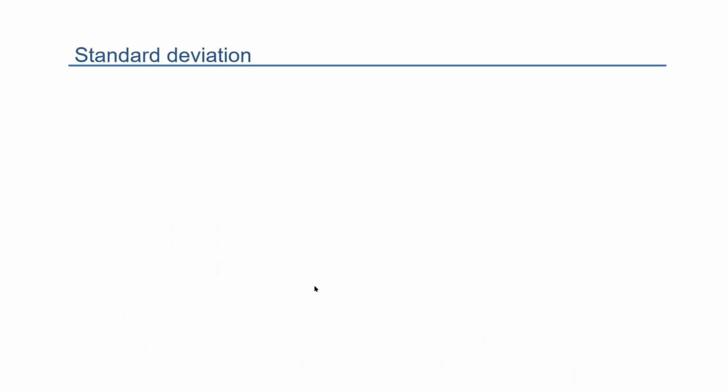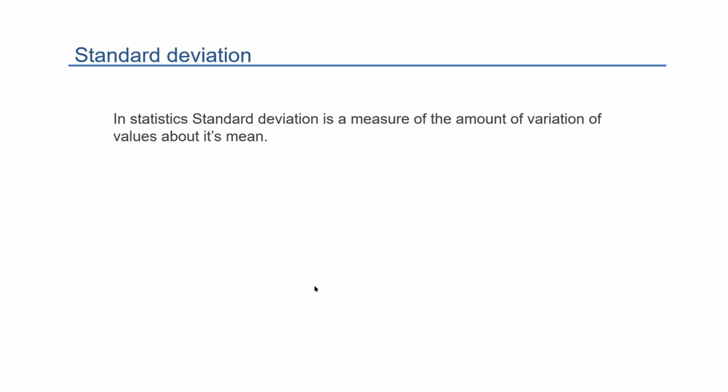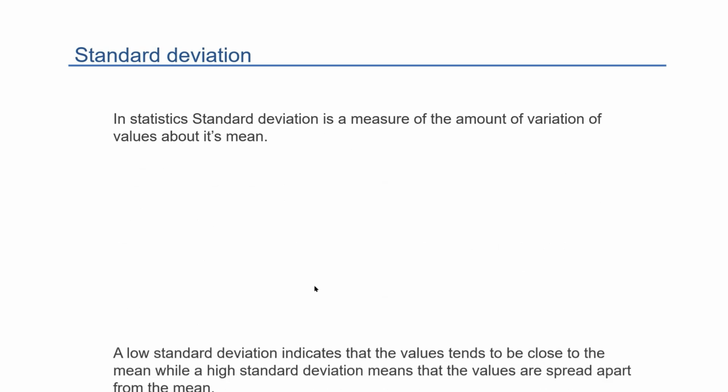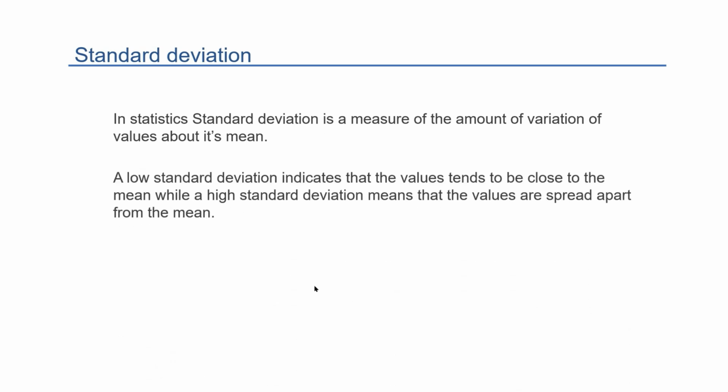Now, standard deviation. In statistics, standard deviation is a measure of the amount of variation of values about their mean. So this represents how much the values or the observations deviate from the mean. A low standard deviation indicates that the values tend to be close to the mean, while a high standard deviation means that the values are spread apart from the mean. And standard deviation is the square root of variance.